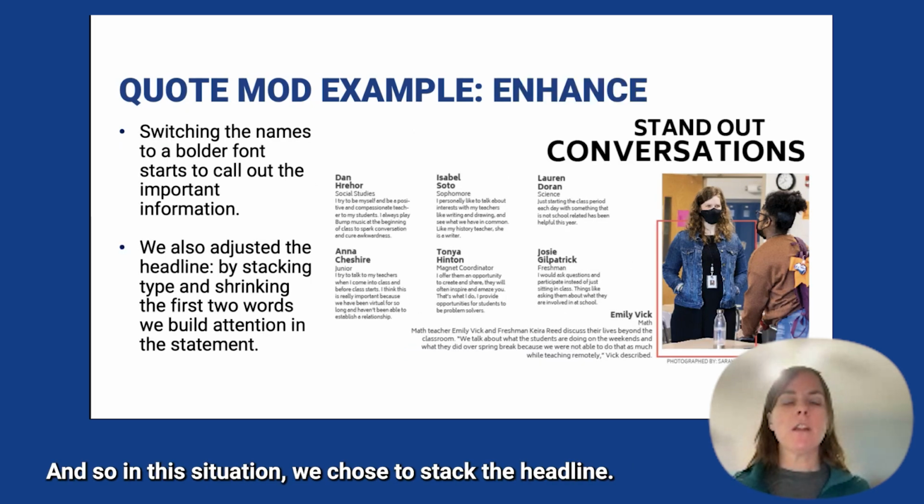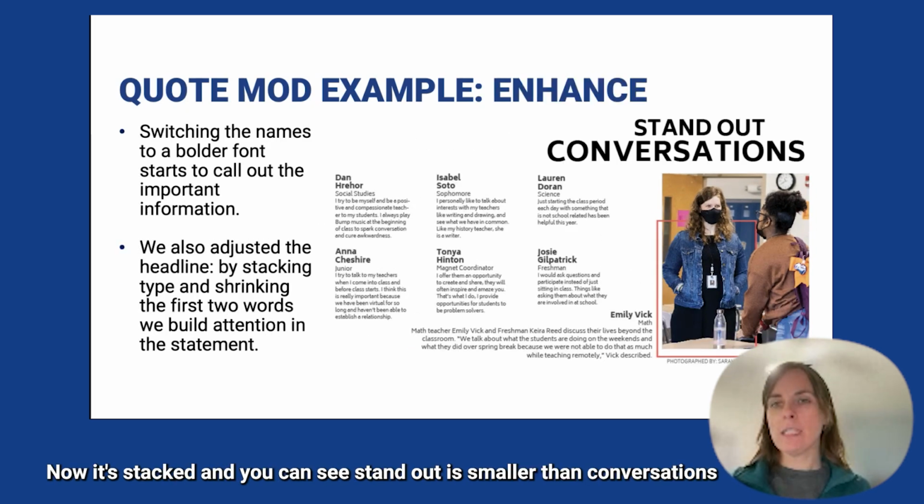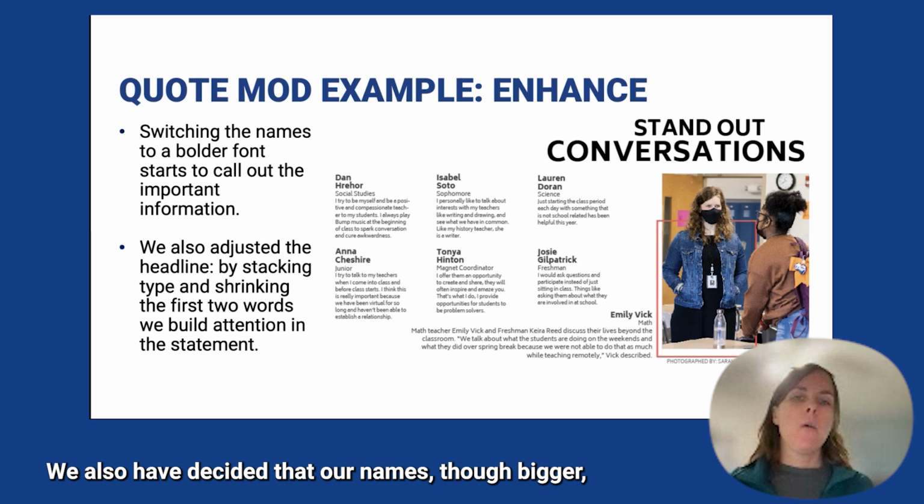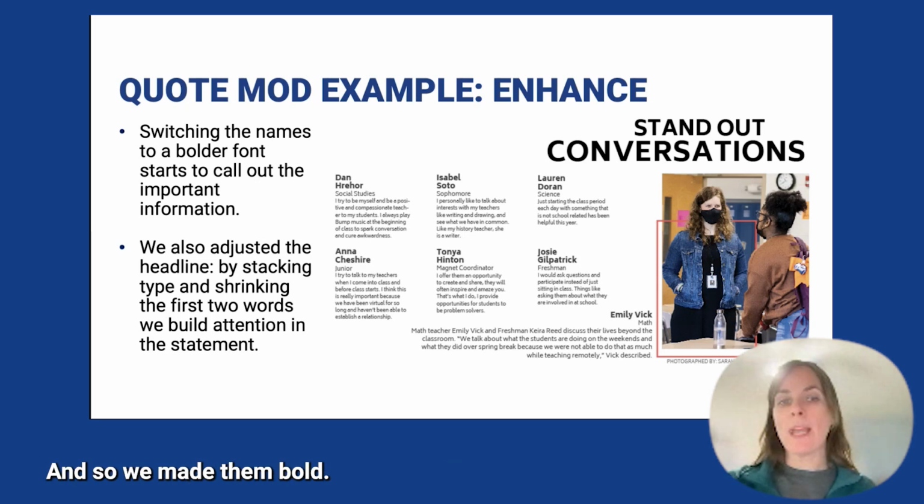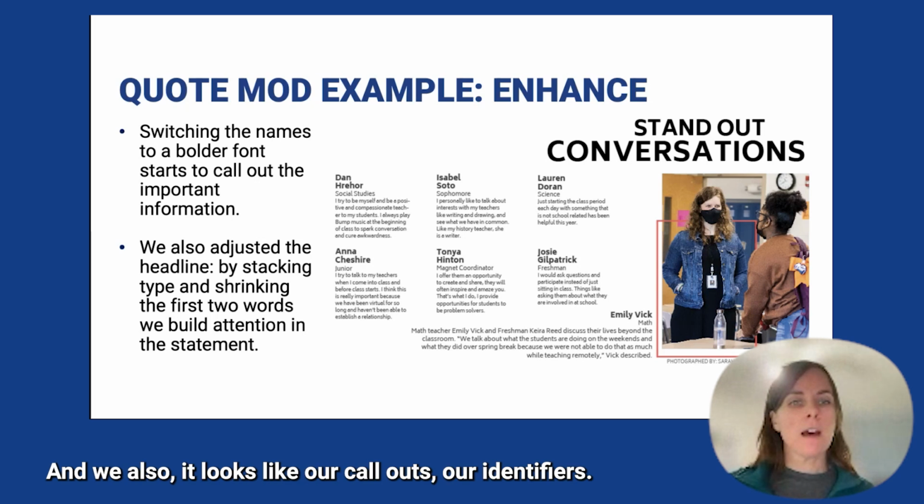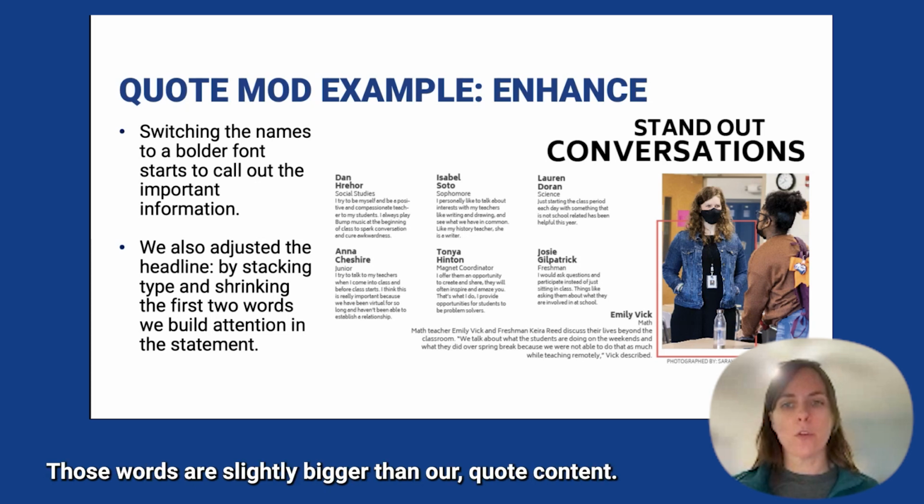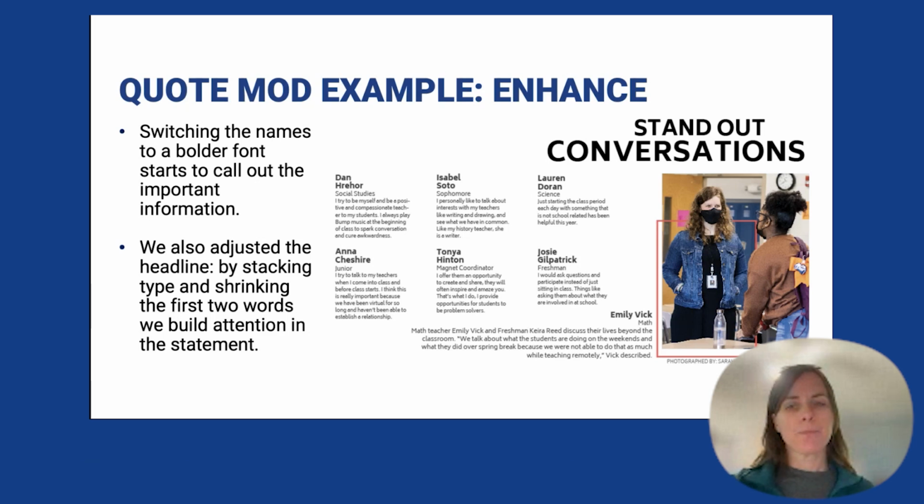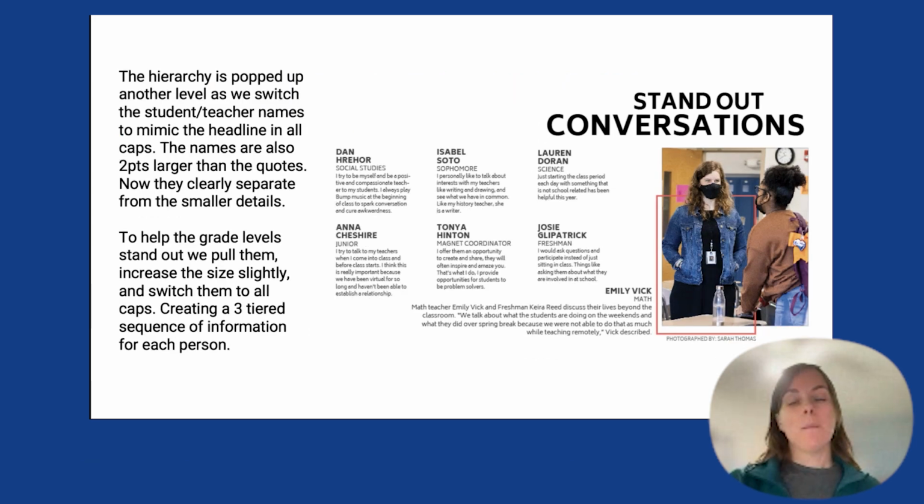In this situation, we chose to stack the headline. So "standout conversations" is one line here. Now it's stacked, and you can see "standout" is smaller than "conversations," which is larger. So we've established some hierarchy inside the headline. We also decided that our names, though bigger, need to be more prominent still, and so we made them bold. And it looks like our callouts, our identifiers, social studies, magnet coordinator, sophomore, those words are slightly bigger than our quote content. So there's a little bit of separation happening right now, but we're going to keep working on it.